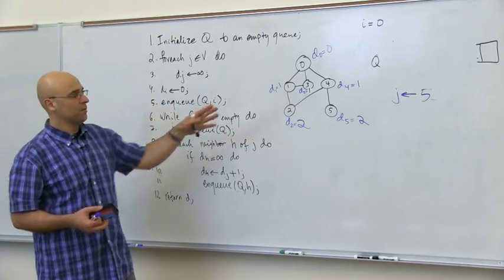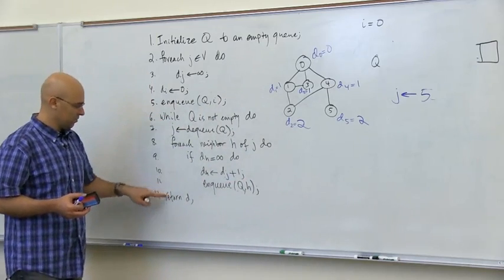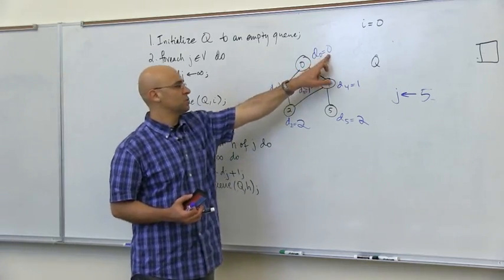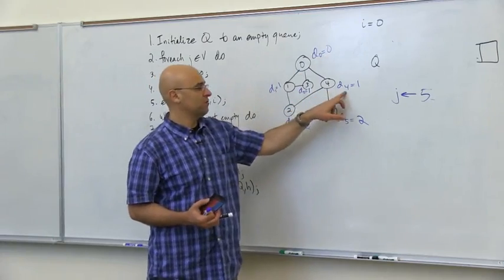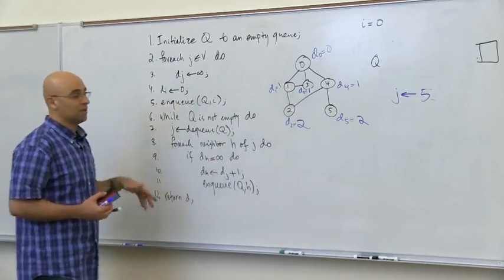While queue is not empty, we look at the queue. It is already empty. So we don't do anything here. We come to this line. We say return d. D0 is 0, D1 is 1, D3 is 1, D4 is 1, D2 is 1, D5 is 2. So we are done. This is how the algorithm would run.